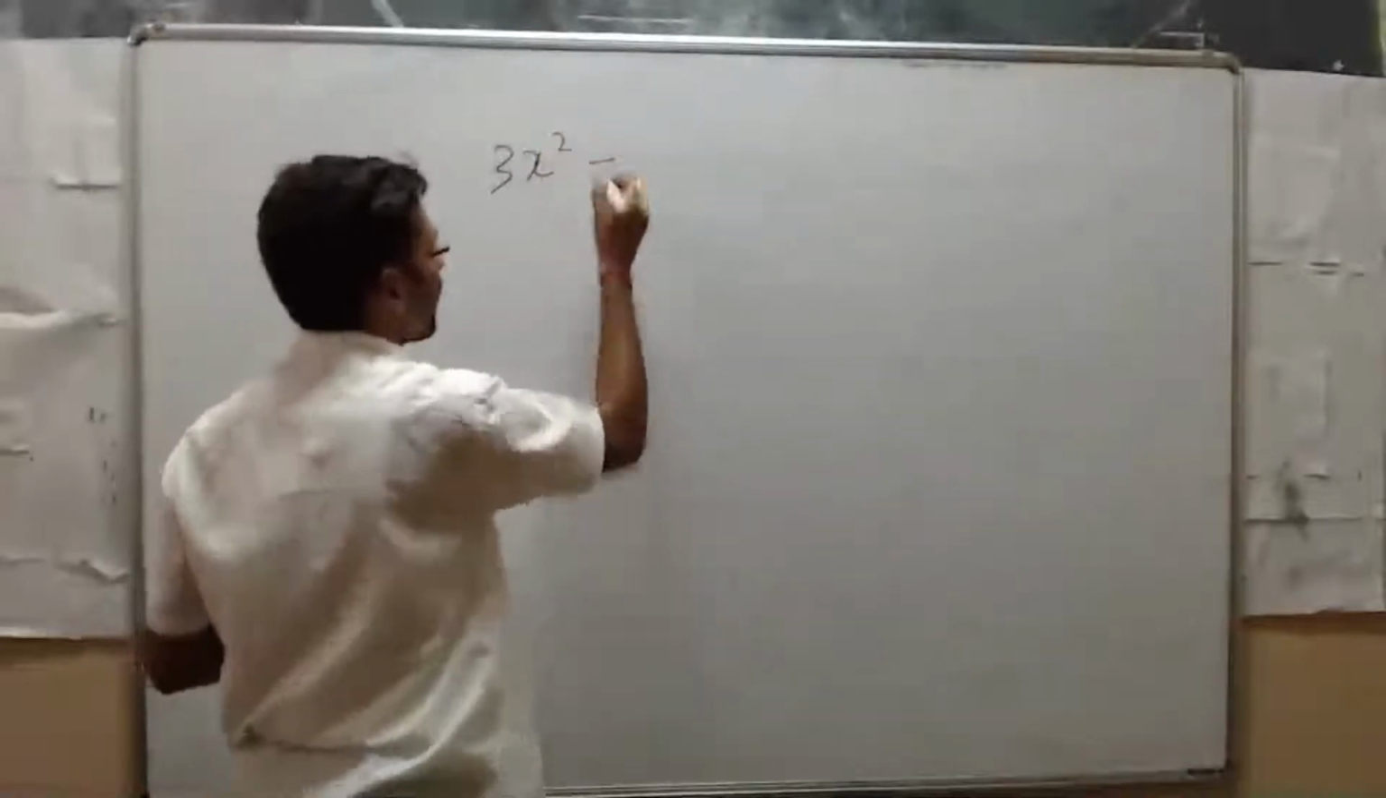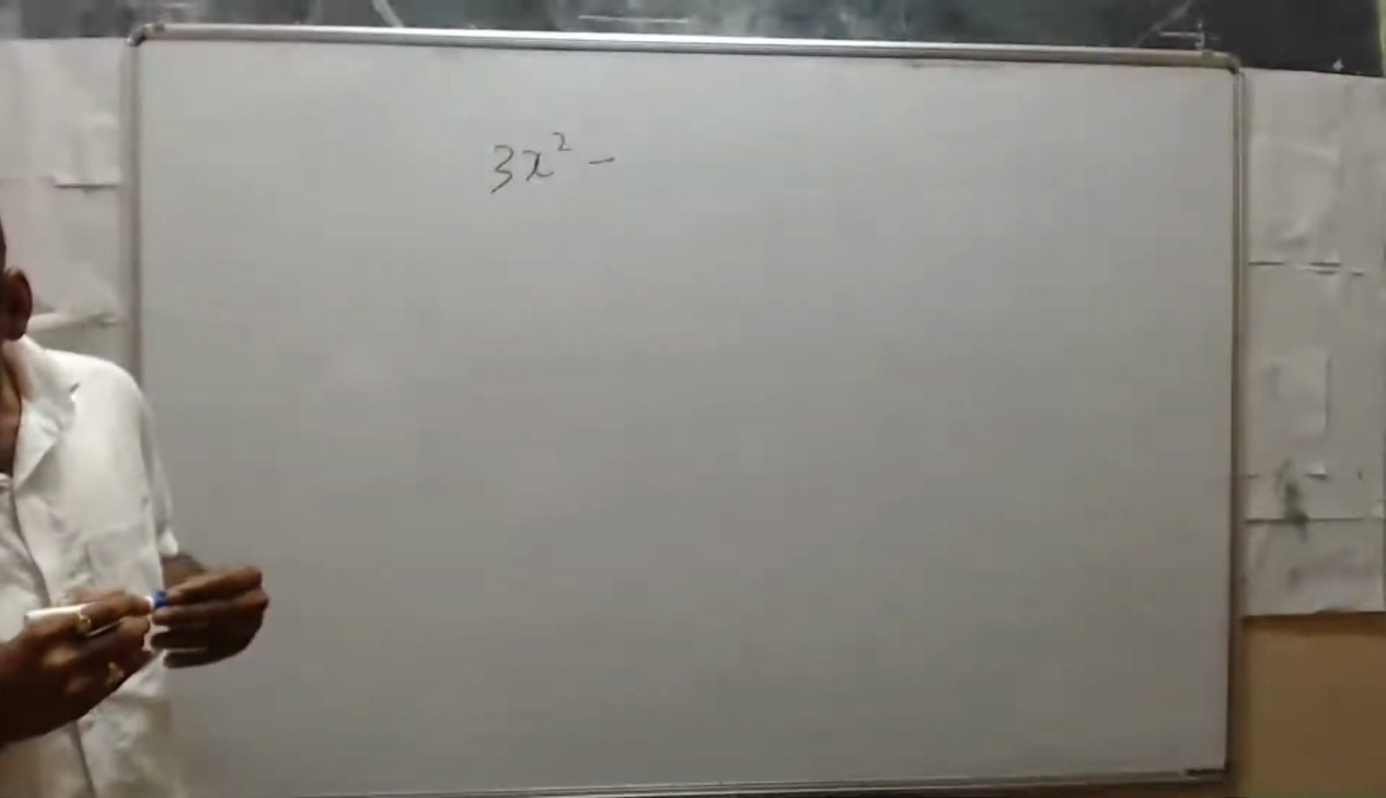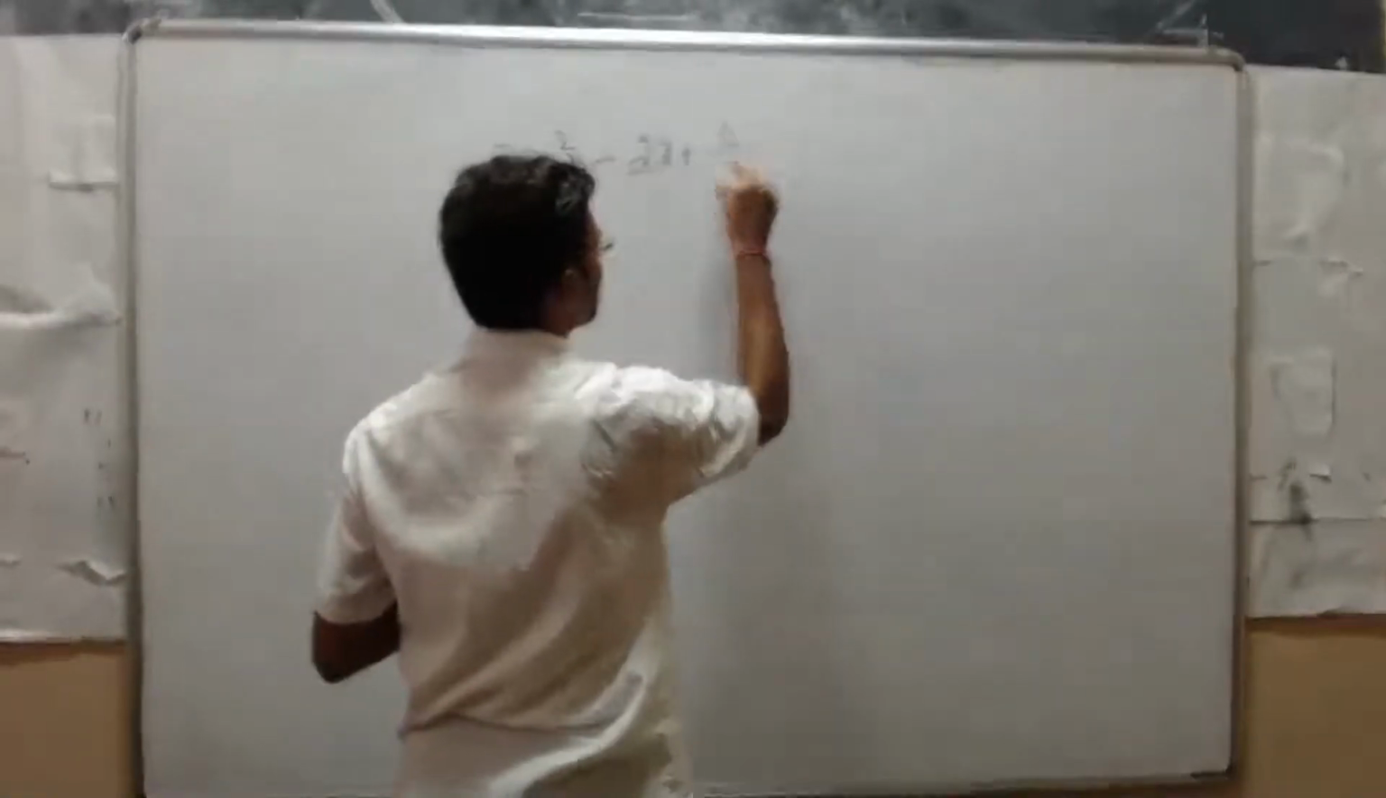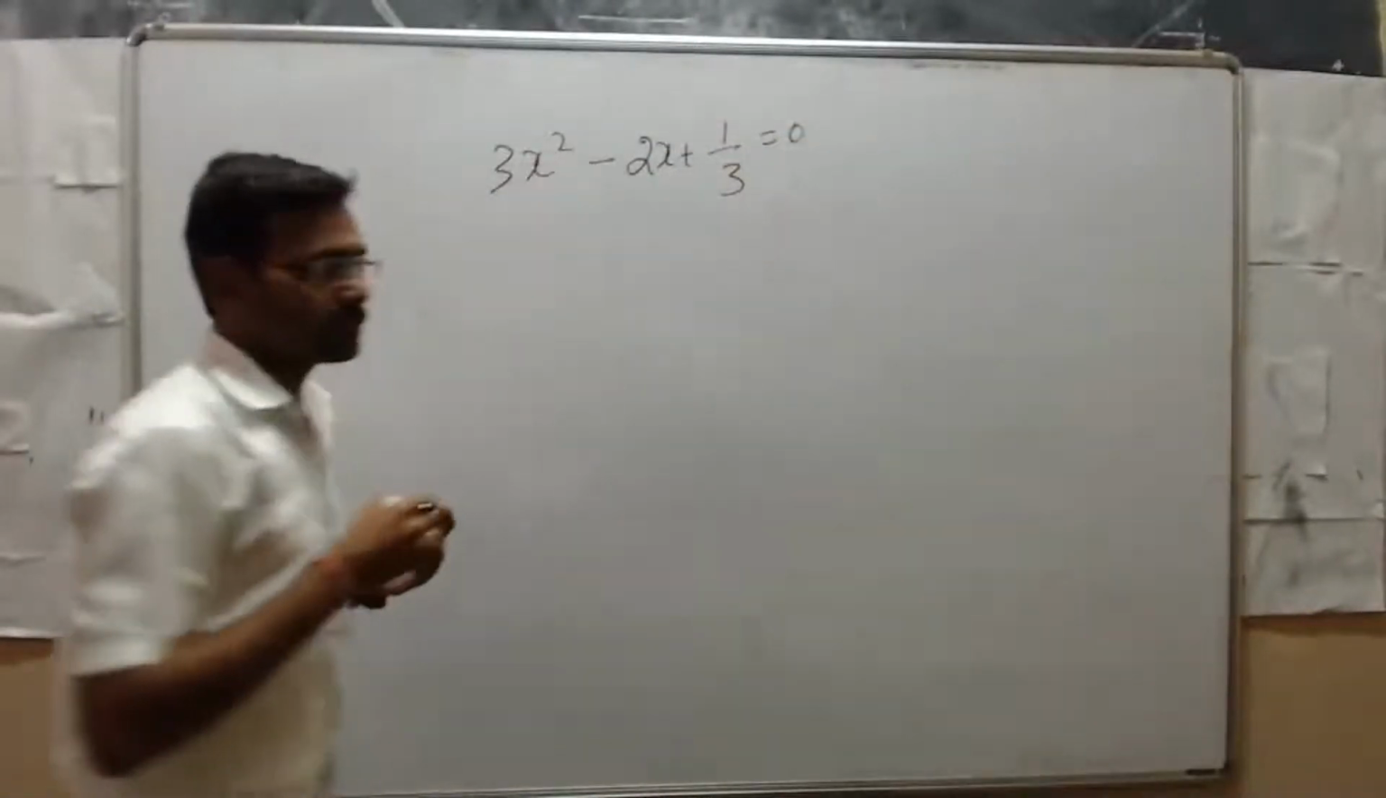Find the discriminant part means again we have to find the value b square minus 4ac. Now 3x square minus 2x plus 1 by 3 is equal to 0.